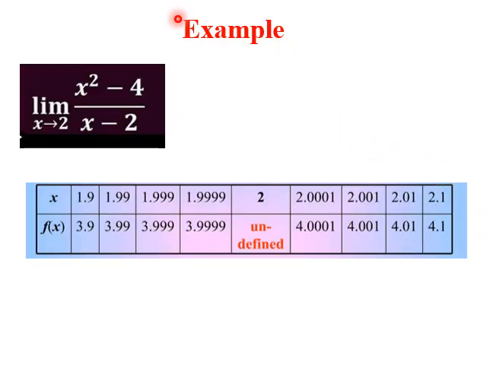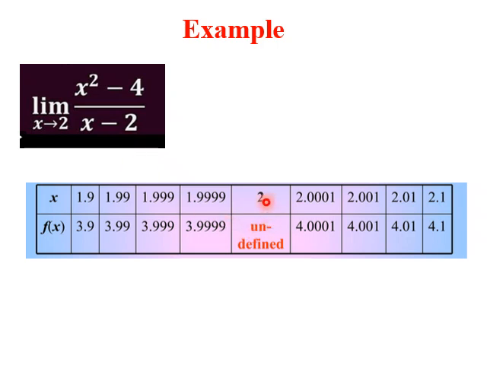Now consider a function f of x equal to x square minus 4 by x minus 2. Let us try to understand this function before finding the limit. So what happens at x equal to 2? If you put x equal to 2 here, the numerator becomes 2 square minus 4, which is 0. The denominator also is 2 minus 2, which is 0. So if we want to evaluate this function at x equal to 2, the function is not defined.